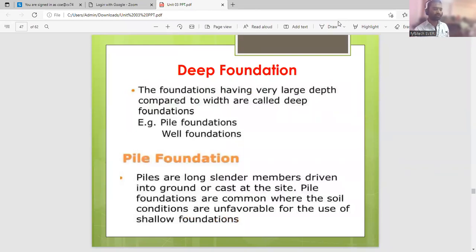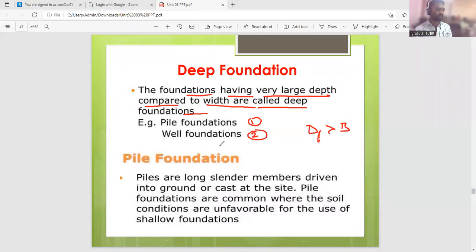What is a deep foundation? The depth of the foundation is greater than the width of the foundation. The foundations having very large depth as compared to the width are called deep foundations. So in the deep foundation there are two parts: one is the pile foundation and the other is the well foundation. So what does pile foundation mean?